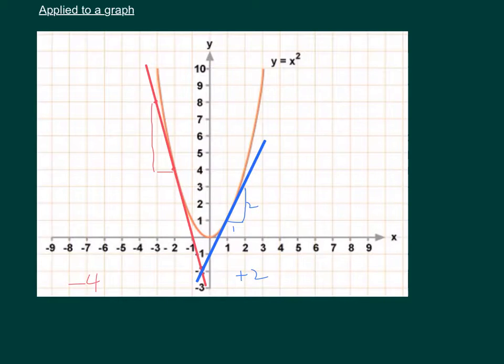Now, the function of the graph is x squared, but the gradient of each line doesn't follow this x squared function. If I input 1 into x squared, I would just get 1, and if I input 2 into x squared, I'd just get 4, which is the coordinates. So that's not how we get the gradient.